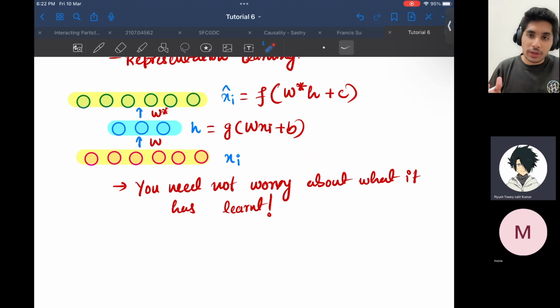Are these H actually the eigenvectors? Are these something weird or whatever? It can be anything. It can be some non-linear transformation. Anything. You need not worry about that. So, in my opinion, this is the best part about autoencoders, right?